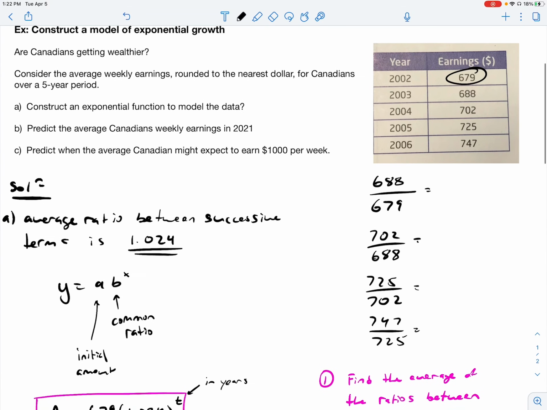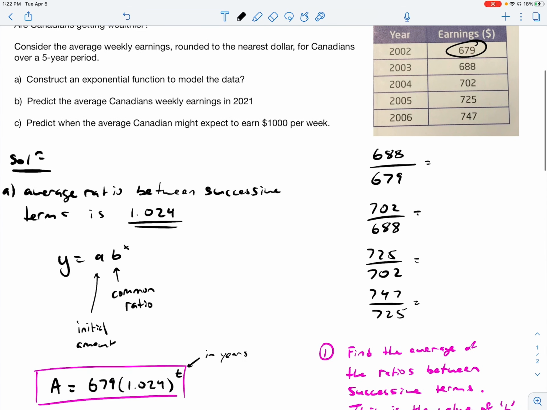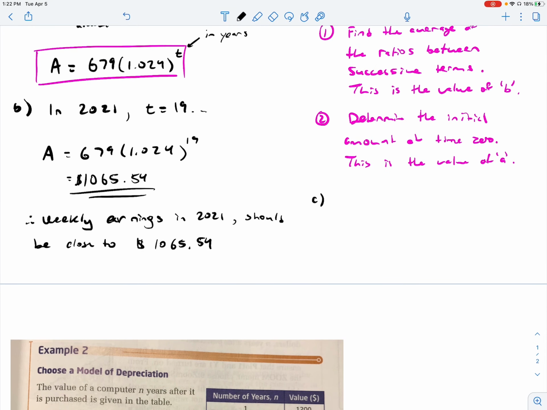Okay, last part. Predict when the average Canadian might expect to earn $1,000 per week. So now that means set A equal to 1,000. So we're going to have 1,000 equals 679 times 1.024 to the exponent t. Notice these questions always kind of come up, where we set this equal to a number on the left side, and then we have to find the exponent. So what we like to do is simplify this a bit. First step, divide out the 679, divide this by 679.